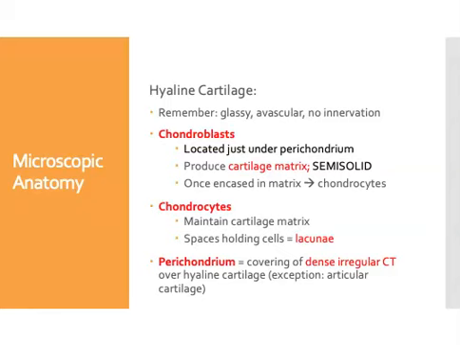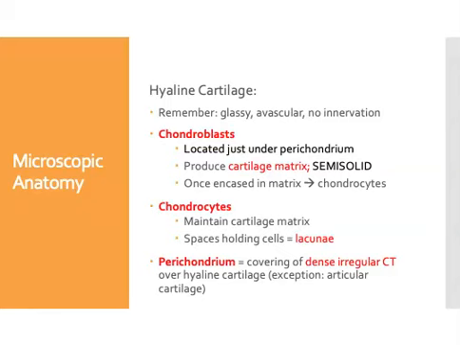The biggest difference between the bony matrix and the cartilage matrix is how solid it is. In bone, that mineralized matrix has to be hard, it has to be solid in order to function correctly. But in cartilage, it is semi-solid. Cartilage is a softer material than bone is, and that softness comes from the semi-solid matrix.